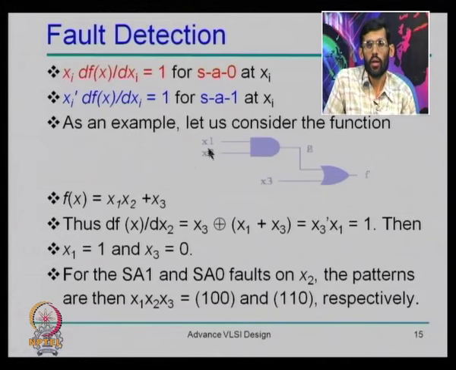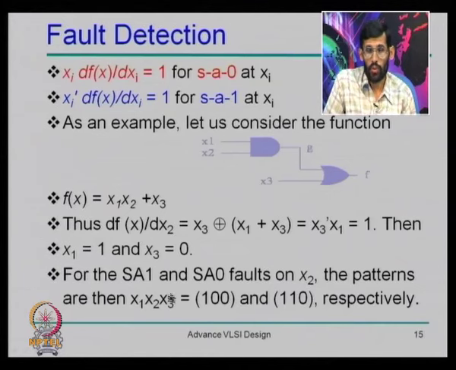Then that fault effect should be propagated to the primary output. What is the condition? That Boolean difference with respect to x 2 should evaluate to 1, right. So what is the Boolean difference with respect to x 2? If you put x 2 equal to 1 in this, it will evaluate as x 1 plus x 3, right. And if you place x 2 equal to 0, in that case this will evaluate to x 3, right. So this would be x 3 XOR with x 1 plus x 3, that will give you x 3 bar x 1, and this should evaluate to 1. When can this evaluate to 1? This can evaluate to 1 only when x 1 must be 1 and x 3 must be 0. This gives you the propagation criteria.